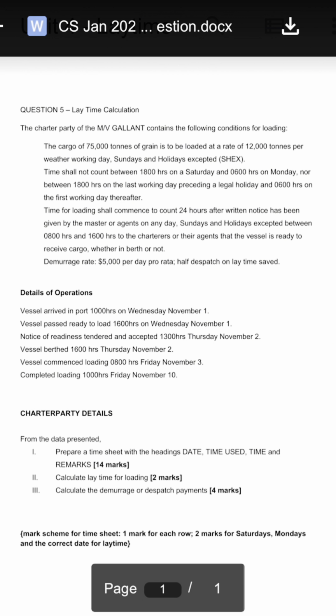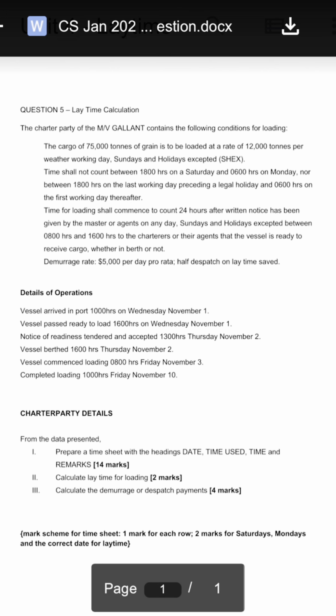So now that that is out of the way, let's get into the contents of this question. Sorry for the background noise. The charter party of the MV Gallant contains the following conditions for loading. The cargo of 75,000 tons of grain is to be loaded at a rate of 12,000 tons per weather working day, Sundays and holidays excepted, or you could say excluded, right?